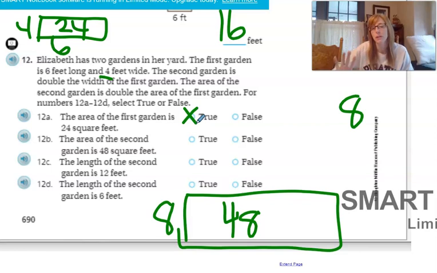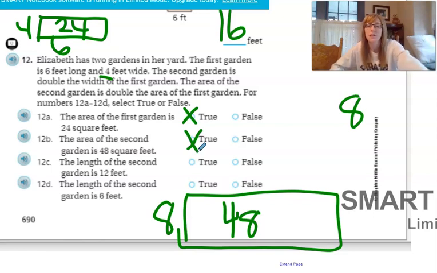Hopefully you're doing this on your own, not just waiting for me to do it. The area of the second garden is 48 feet. Well, 6 and 8 went on a date in 1948. So you are correct. Now the next one says the length of the second garden is 12 feet.